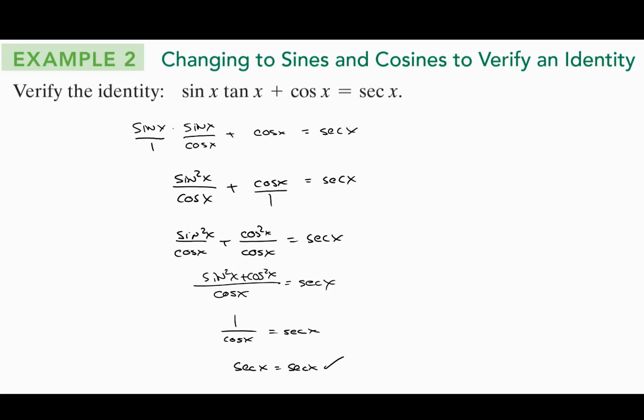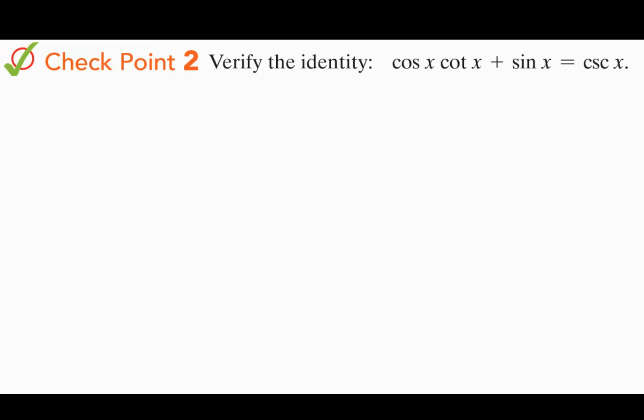Let's break it down again. What did we do? We changed tangent to sines and cosines. Then we multiplied the terms together. Then we combined the fractions and used a Pythagorean identity to make them equal to 1.